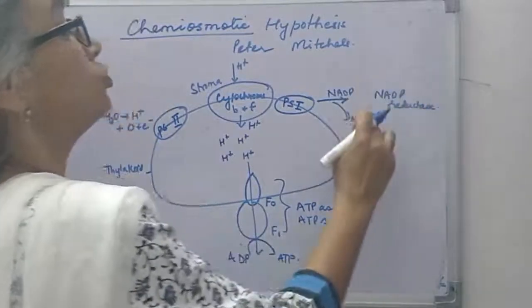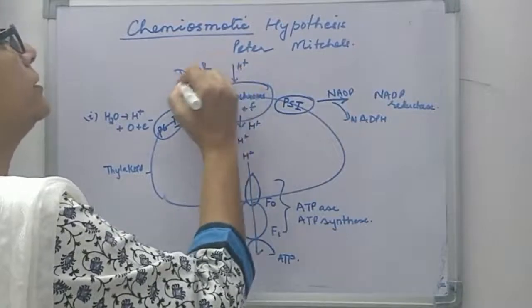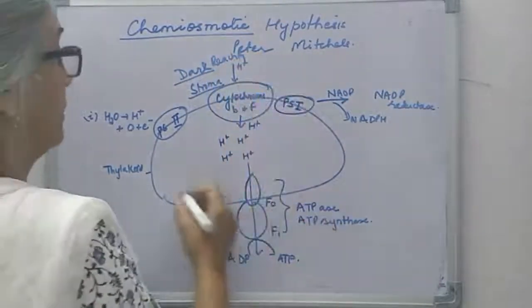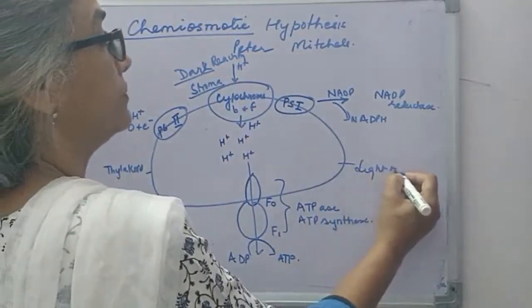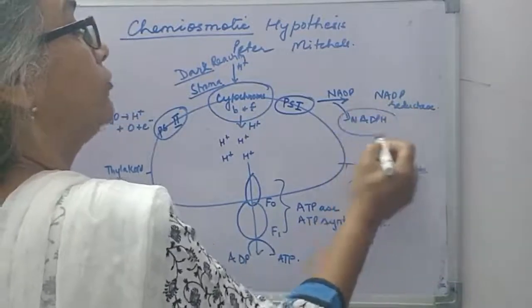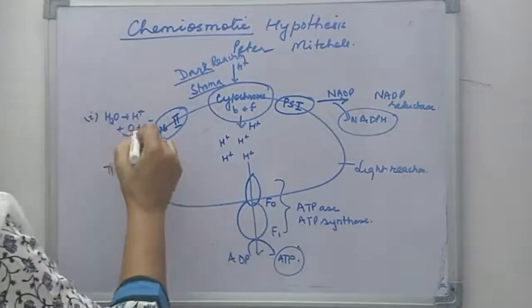In the stroma, you know, stroma is the site for dark reaction, and the thylakoid is the site for light reaction. So these are the products of light reaction, and oxygen.